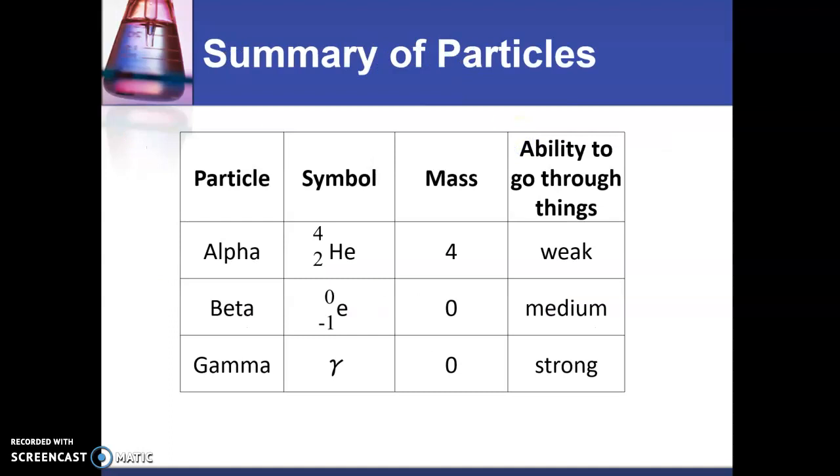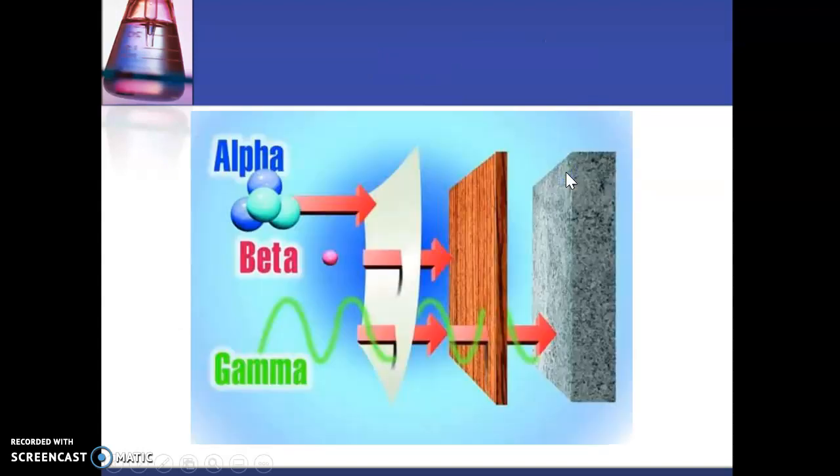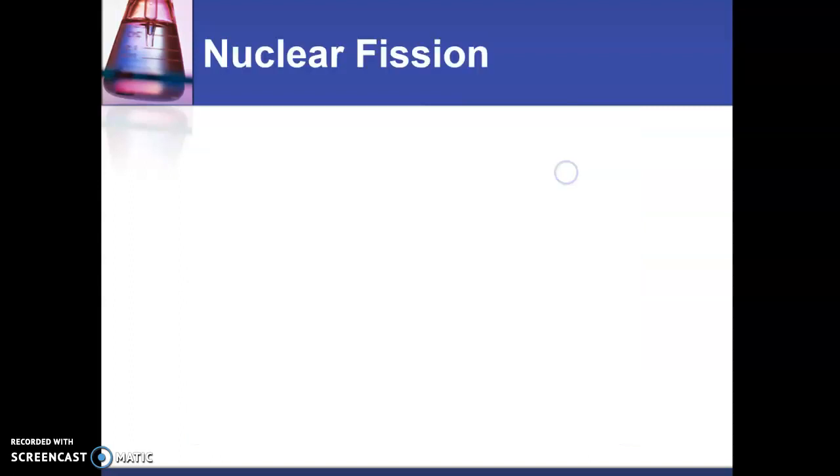So go ahead and take a few minutes. You can pause the video and jot these down. This is a great summary of the particles, and this would be a great thing for you to learn for your quiz. This is just a visual so you can see how big alpha particles are compared to beta and gamma. So you notice alpha gets blocked easily, gamma is high energy and can go through most things.